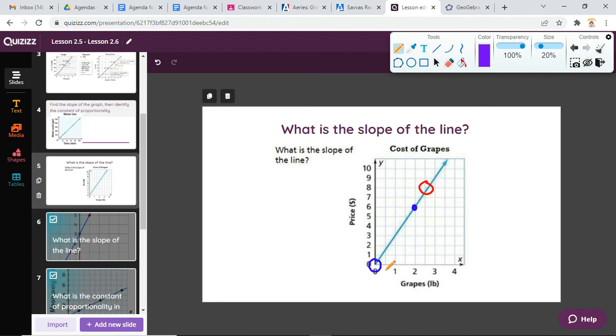All right, so this coordinate right here, I have to go to the right 2 and up 6. So it's the coordinate 2, 6. Since this is a straight line through the origin, or a proportional line, we can use our equation m is equal to y over x. So here my y is 6, my x is 2, so I can do 6 divided by 2, and 6 divided by 2 is 3. So the slope of this line is 3. That also means the constant of proportionality is 3, which means the unit rate is 3, which means we pay $3 for every pound of grapes.